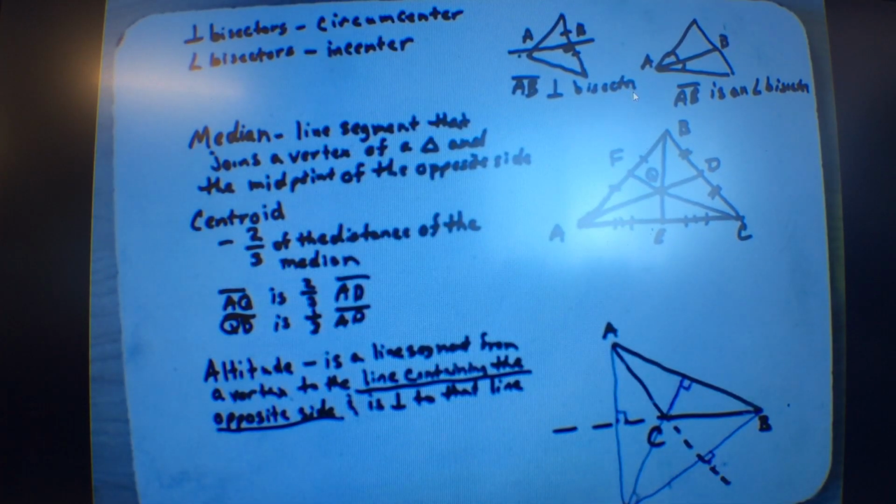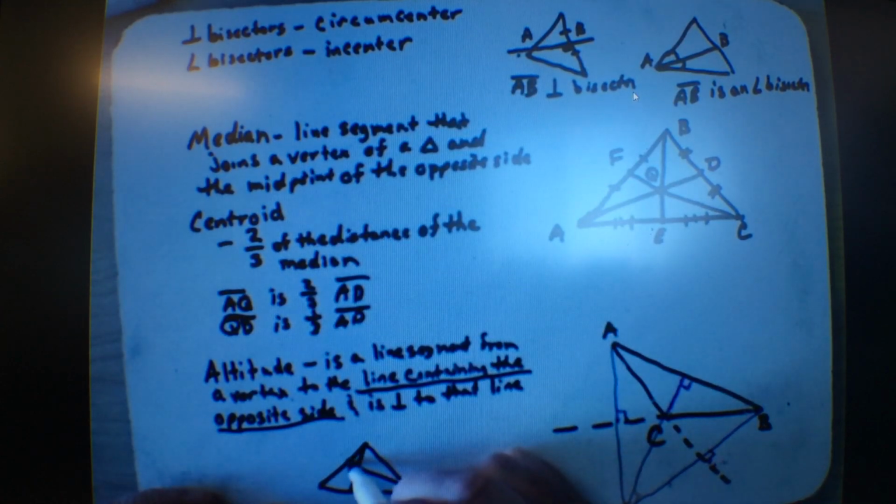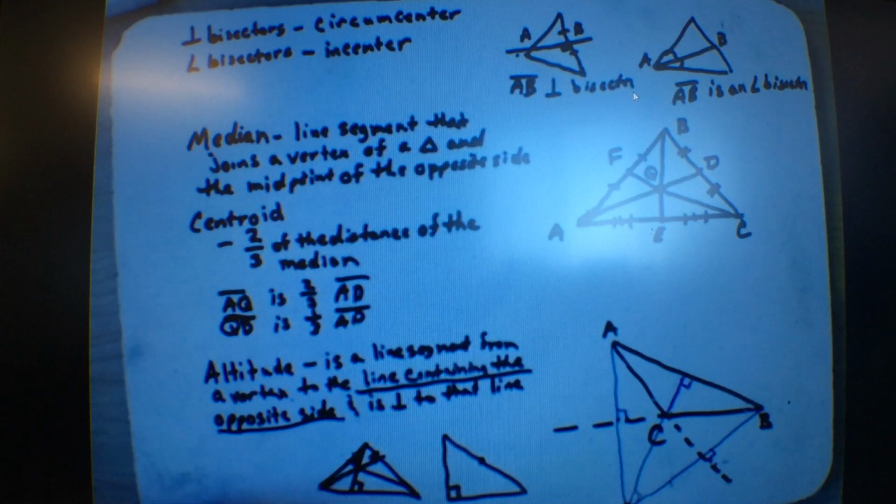Now I'm curious, if I drew an acute triangle, where would they all intersect? One would be here, right? One would be here, and one would be here. So where do they intersect? Inside. If I drew a right triangle, it would be on the triangle. Okay?